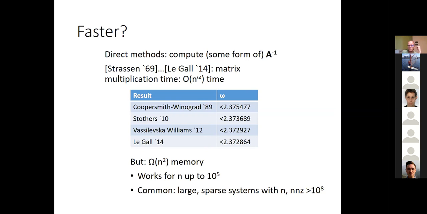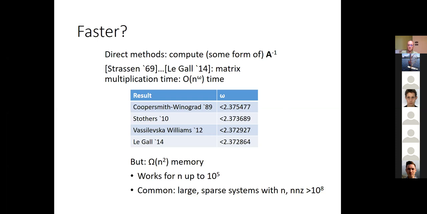Okay, cool. So one of the issues that a direct method faces, these inversion-based methods, is that they really require writing down the inverse. And what's very common is very large sparse matrices. A typical range of numbers is that your dimension is about 100 million and your non-zeros is about a billion. These are not ones where the inverse would actually fit in memory.